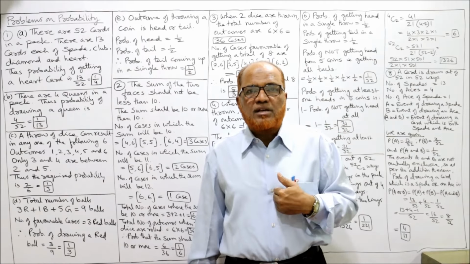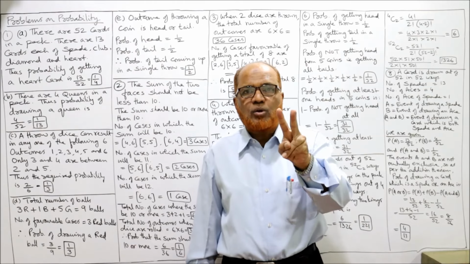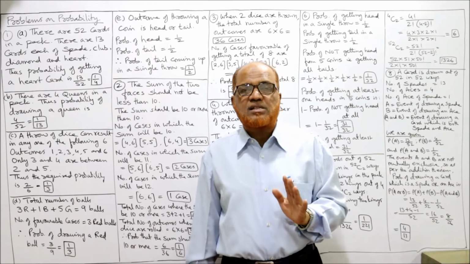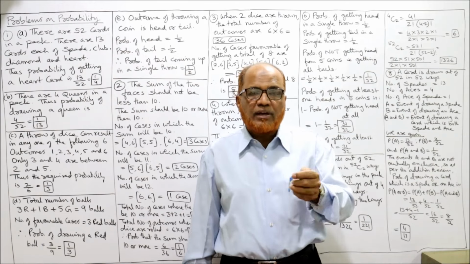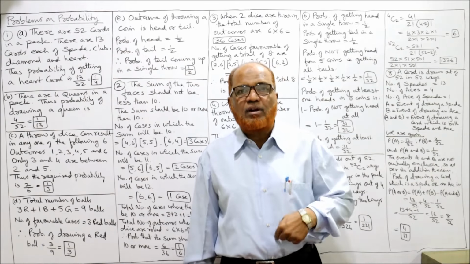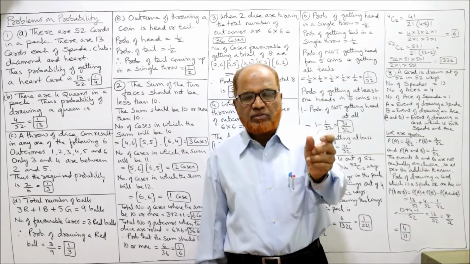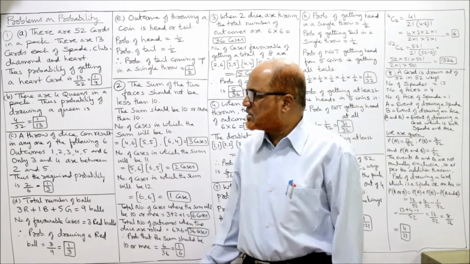The numbers between 2 and 5 are 3 and 4. So our favorable cases are either 3 or 4, anyone. So favorable cases are 2, out of the total number of cases, which are 6. When you throw the dice, the total number of outcomes is 6. Favorable cases are 2. The probability of getting a number which is between 2 and 5 is 2 by 6.